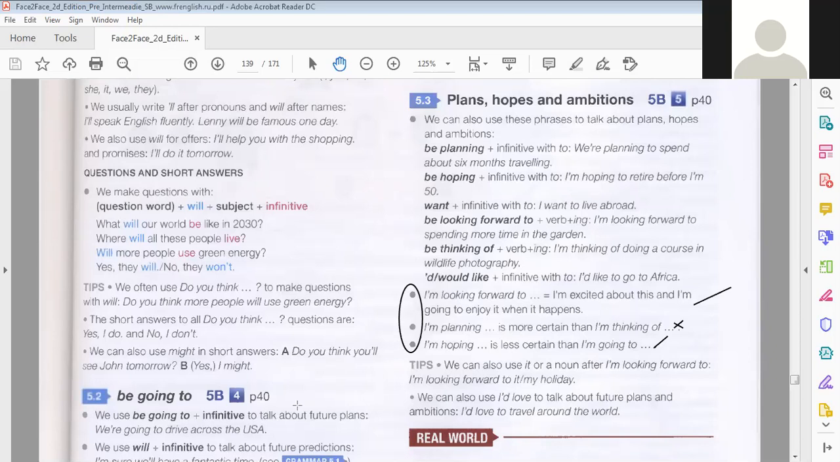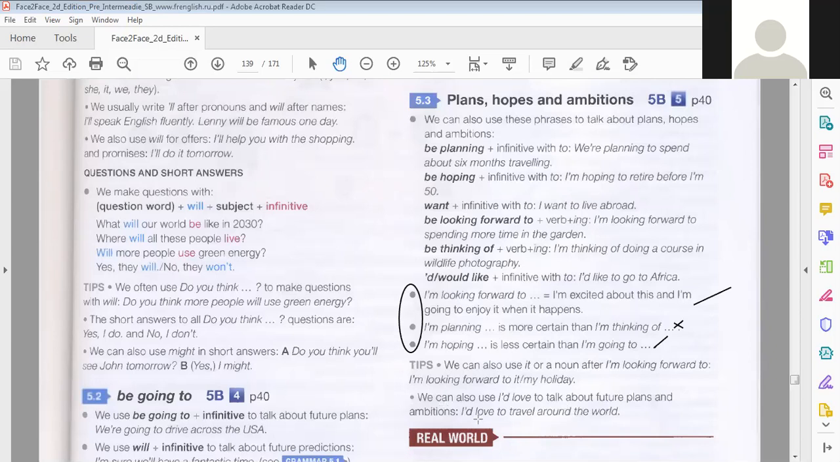We can also use it or a noun after I'm looking forward to. My holiday. Yes. So here this is optional. You can use verb plus ing, or you can use it, or you can use a noun. So you can say, I'm looking forward to meeting my friend. I'm looking forward to it. I'm looking forward to my meeting. You get the idea? You can do it with a verb plus ing, with a noun, or with it. The last point. We can also use I'd love to talk about future plans and ambitions. I'd love to travel around the world.